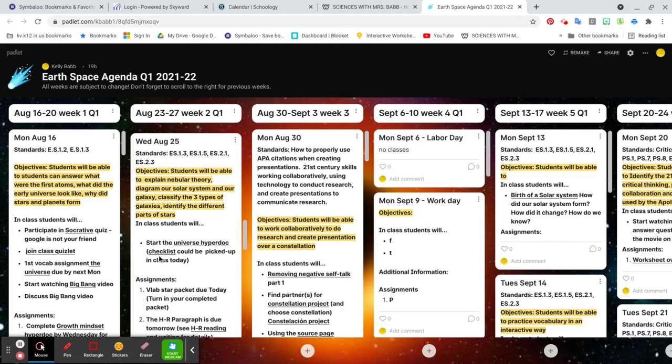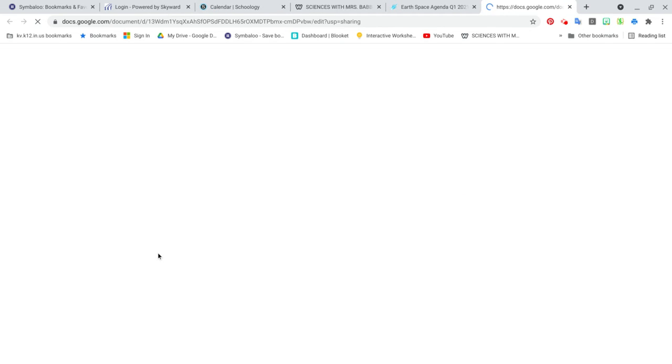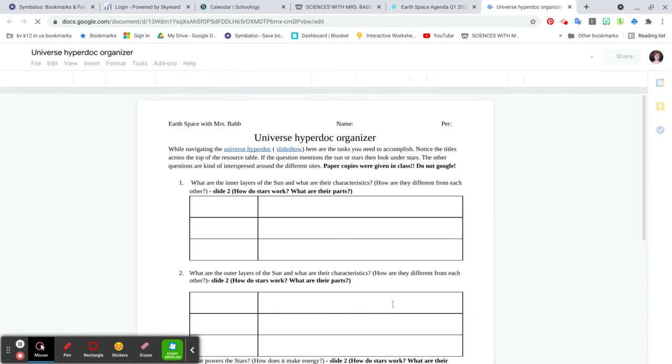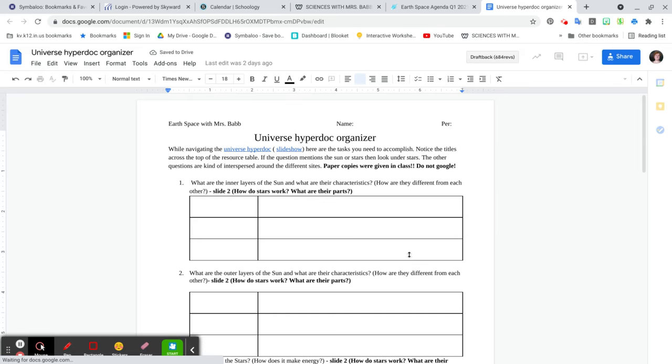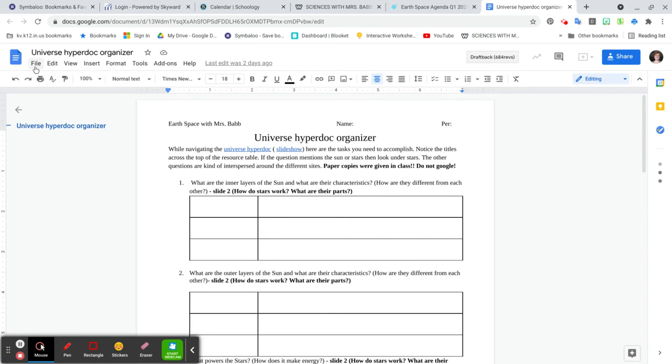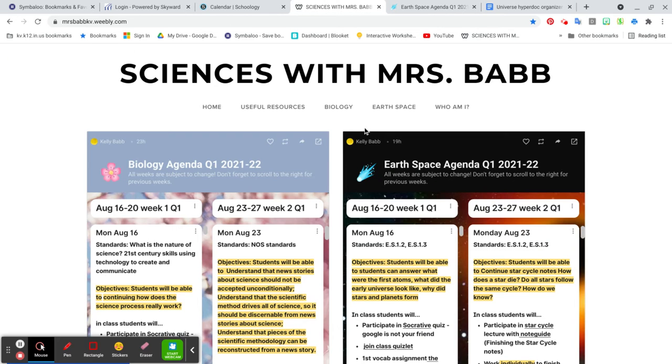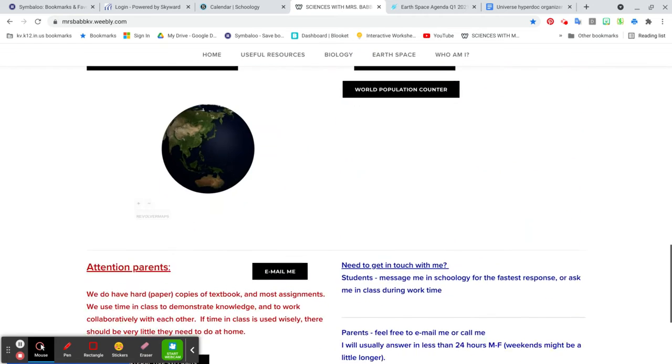This is a checklist. So, if you've misplaced a checklist, or obviously you weren't here in class to get it, feel free to make the paper copy, the e-copy, right? If you don't have the paper copy, make an e-copy: come up here, file, make a copy, and then it's yours. You'll be able to type in it and do what you need to do with it.